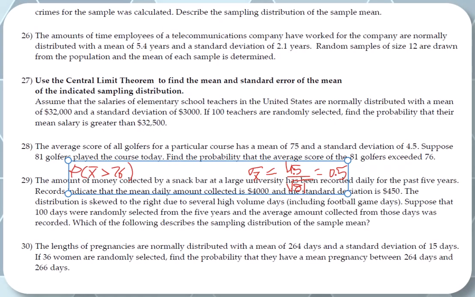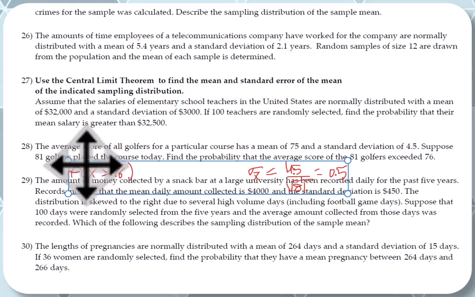Number 28. The average score of all golfers of a particular course has a mean of 75 and a standard deviation of 4.5. Suppose 81 golfers played the course today. So N is 81. So the question is not going to be about X, it's going to be about X bar. Find the probability that the average score of the 81 golfers exceed 76. Exceed means more than. So we need to find this answer, probability of X bar bigger than 76.